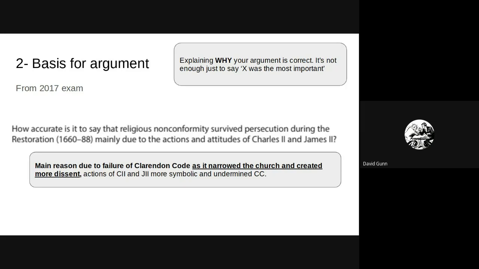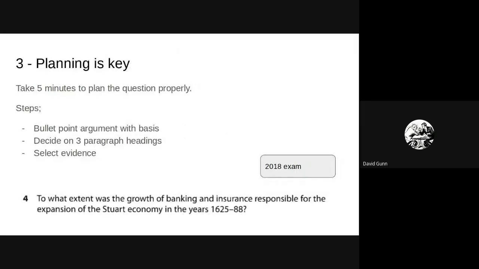It's really, really important. So in the intro, having that basis for your argument is really important that you come back to throughout the essay. Okay, so the third key tip, and I've talked about planning a little bit, it's just in the exam, making sure that you take time to plan the essay, plan the question.